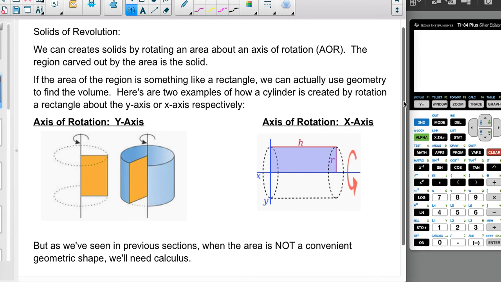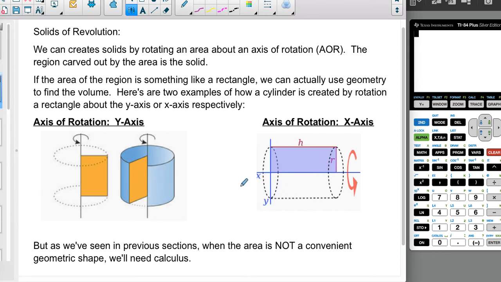So here are two examples of how a cylinder is created by rotating a rectangular shape around an axis. If you look at this first graph, we have a rectangle, this orangey rectangle, rotated about the y-axis, and you can see that what would be carved out when you rotate that shape is a cylinder, right? Similarly, if I had a rectangle that I rotated about the x-axis, the shape carved out by that rectangle would be a cylinder.